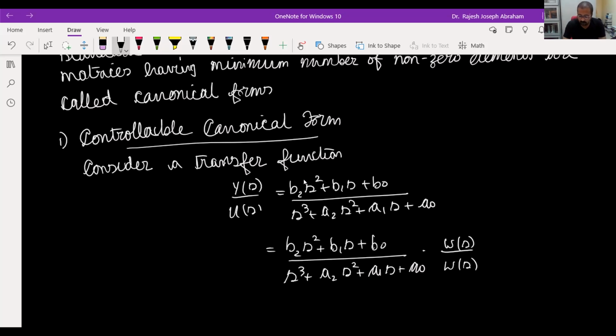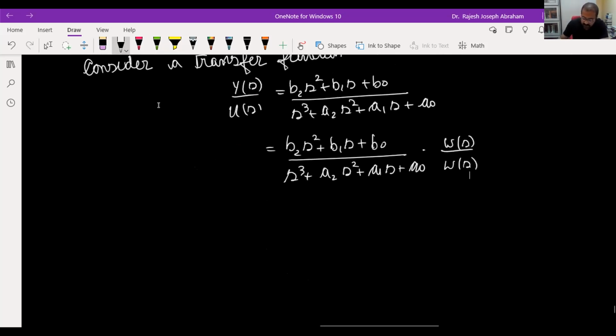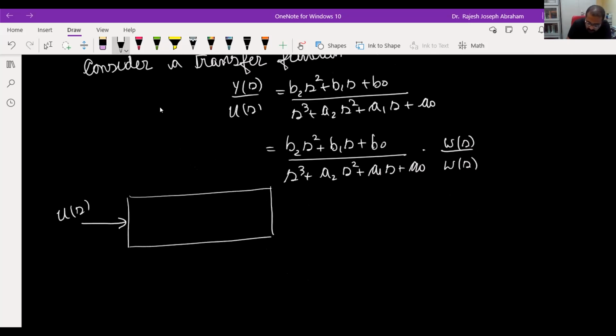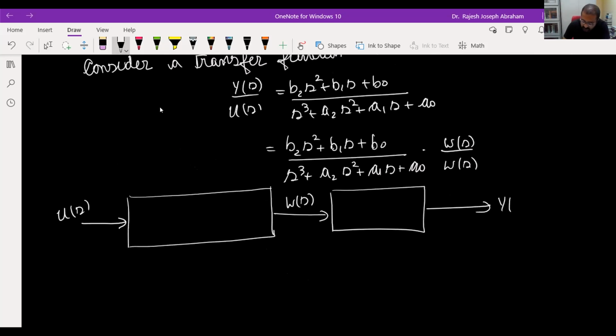So there will be no change at all, right? So that means now I will do a rearrangement here. Okay, before that, let me draw the block diagram. So this is our U of s, right? Here is a block. Here is our intermediate variable W of s, another block. This is W of s, and this is Y of s.